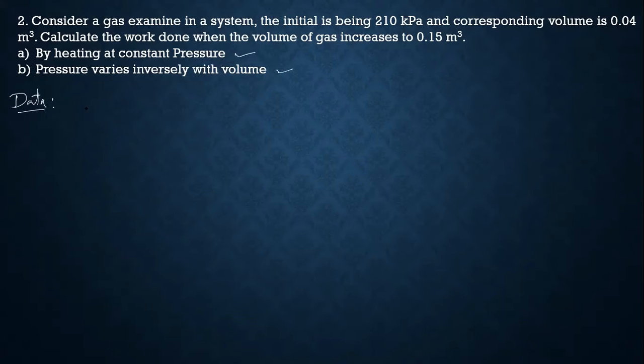The initial pressure is 210 kilopascal, that is 210 into 10 to the power of 3 pascal, Newton per meter square, and corresponding volume is 0.04 meter cube. V1 is 0.04 meter cube. Calculate the work done when the volume of the gas increases to the final volume. There are two states, state 1 and state 2. State 1 we know pressure and volume, state 2 we know the volume. The final volume is 0.15 meter cube. We have to calculate the work done.